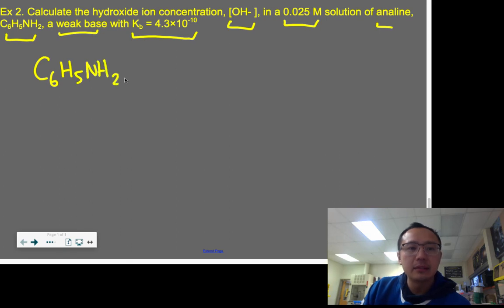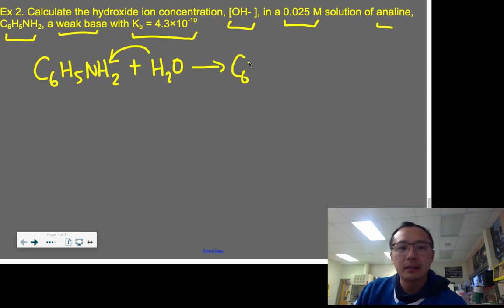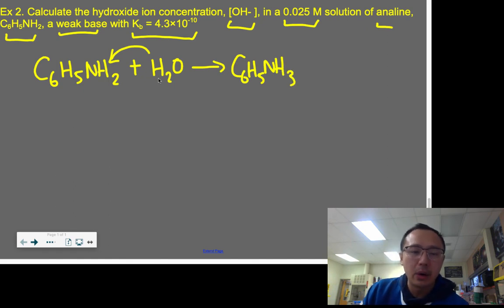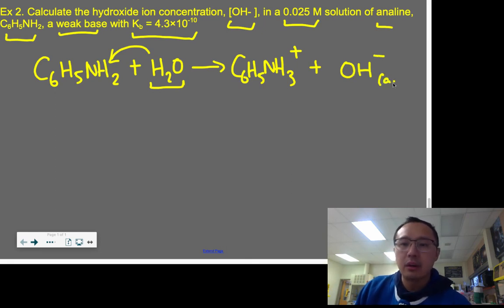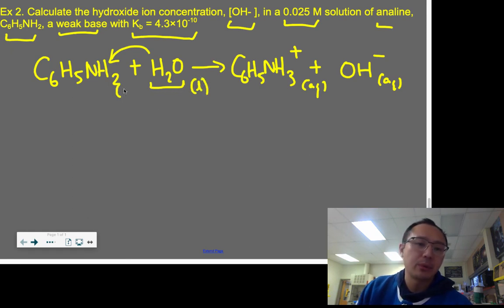So I have my aniline. This is going to be dissolved, so I'm going to put water in here. Remember, this is a weak base, so base is an acceptor, so it's going to accept the proton. And where is that hydrogen ion from? It's going to be from the water. So this H is going to be donated to my C6H5NH3 now. And because I have acquired a positive charge, this is going to be my positive. And then since this water lost a hydrogen, this is going to be my OH negative because I lost a positive charge. All these ones will be your aqueous except for water, because water is your concentrated pure water.